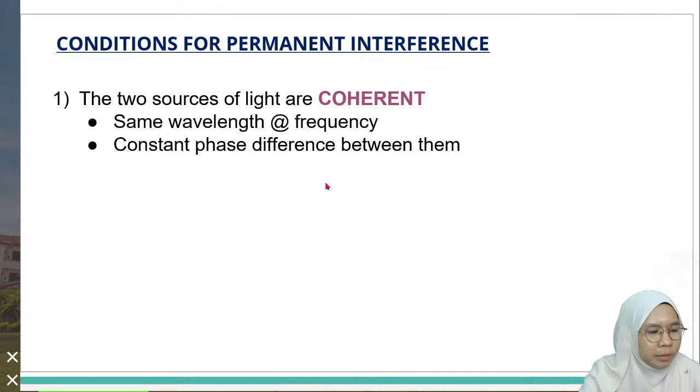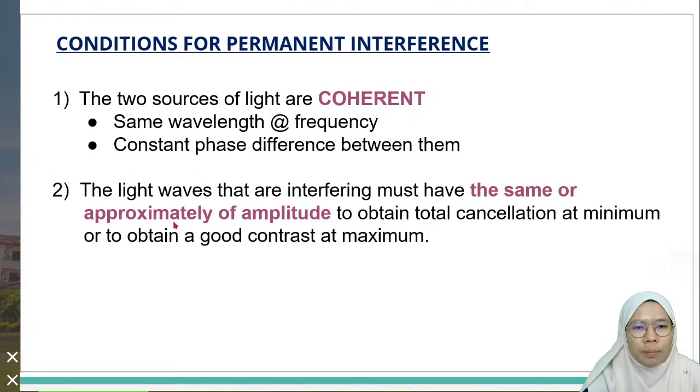The second is the light waves that are interfering must have the same or approximately the same amplitude. This is in order to obtain total cancellation or a good contrast at maximum. Meaning that if the crest meets the trough, positive 2 plus negative 2, we get a clean 0. So that is a total cancellation.